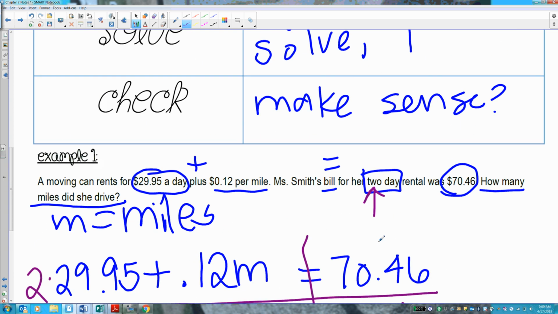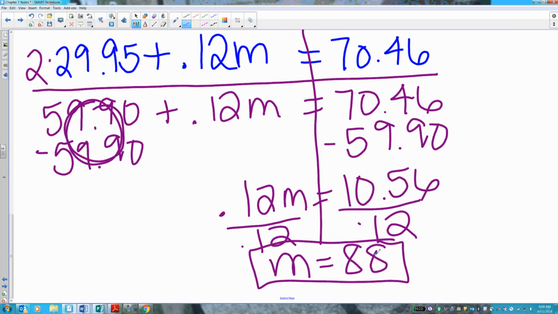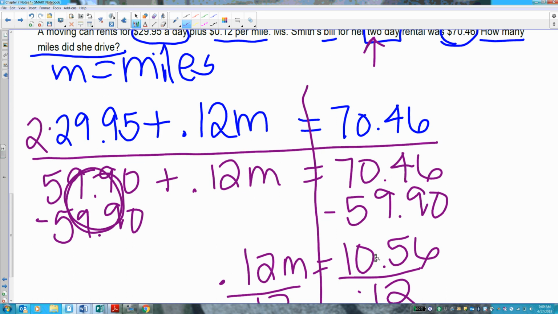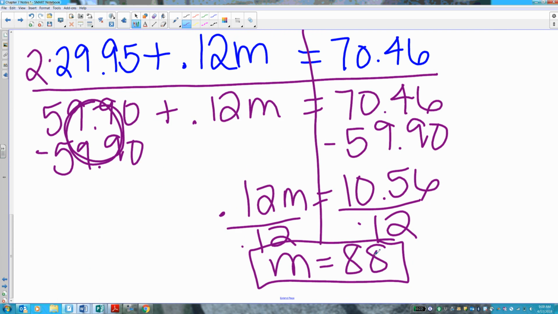And the last thing says, check. Does it make sense? Does it make sense that I went 88 miles? Yeah, sounds about right. And if it's a moving truck, I probably moved a good distance, so 88 miles.